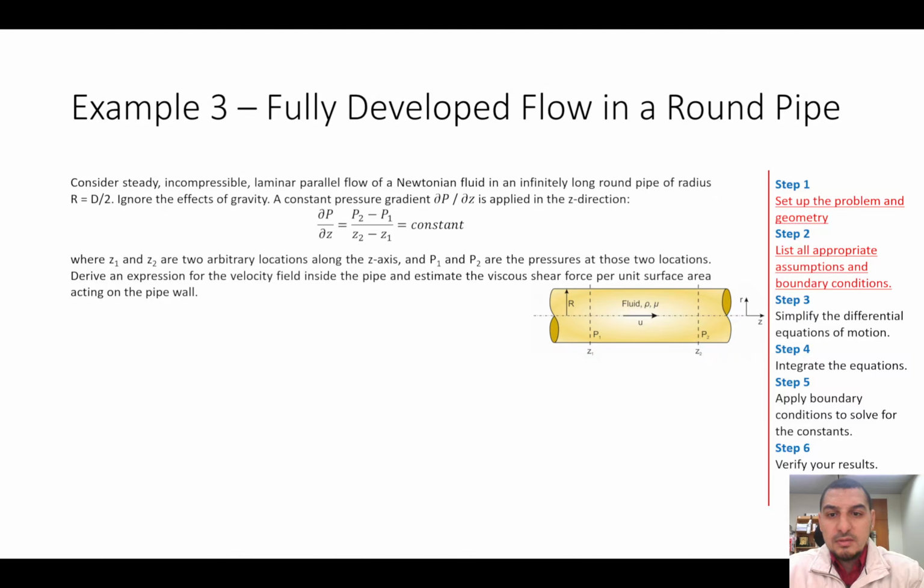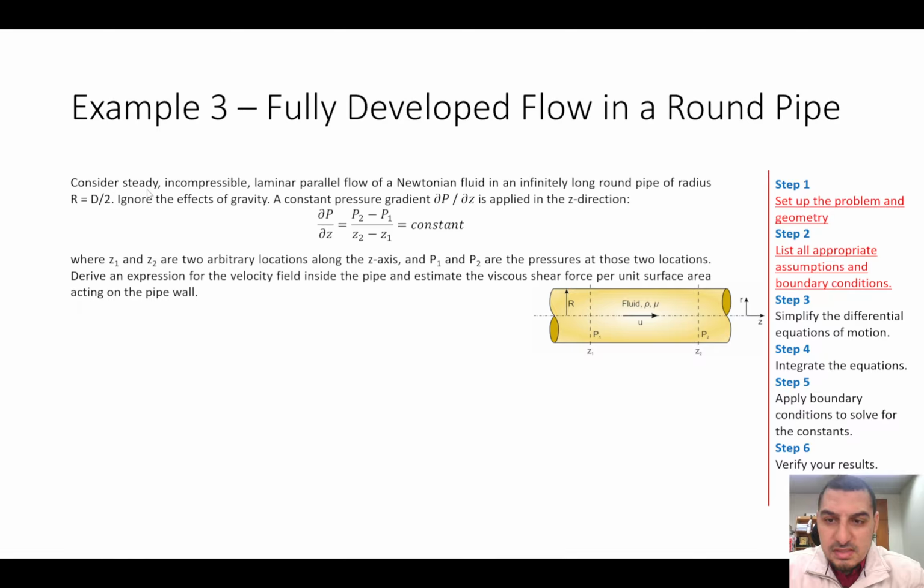Hello everybody. So we have one last example to solve here, and this example is going to be using different coordinates. We have been using the Cartesian coordinates the last two examples, so this is going to be using the cylindrical coordinates. So it's a good chance to get exposed to this as well.